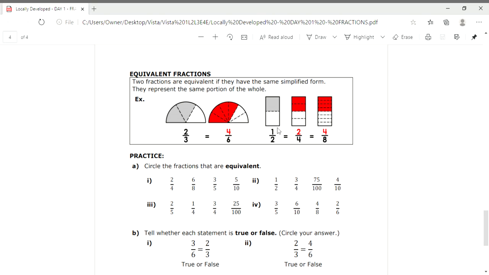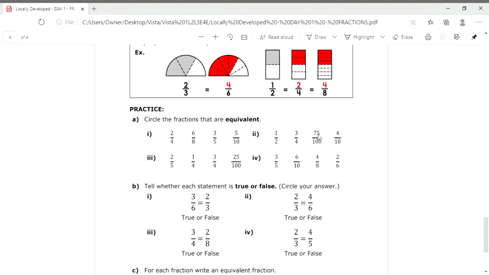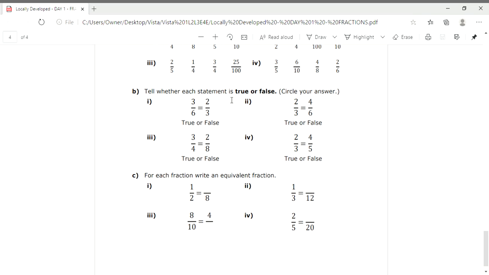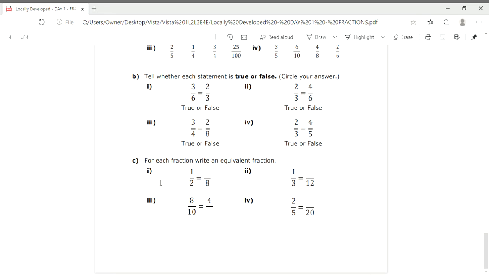The same can be said for my 3 rectangles. 1/2 is the same amount as 2/4, which is also the same amount as 4/8. All of these are equivalent fractions. Practice using equivalent fractions by circling fractions that are equivalent, and then checking to see whether statements are true or false, and finally writing an equivalent fraction given another fraction.